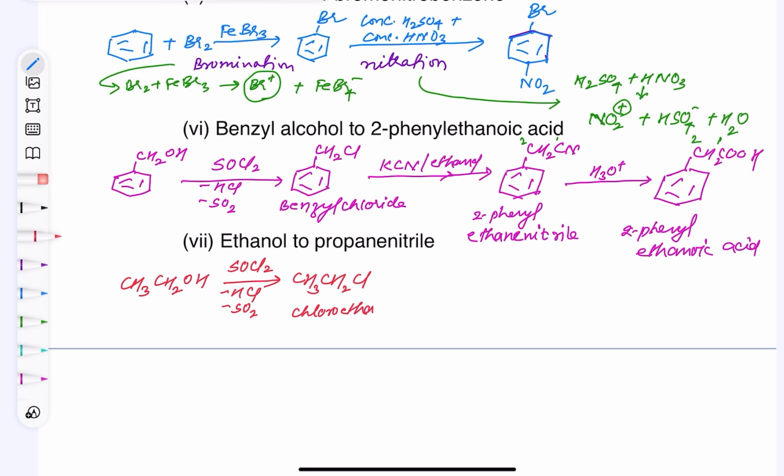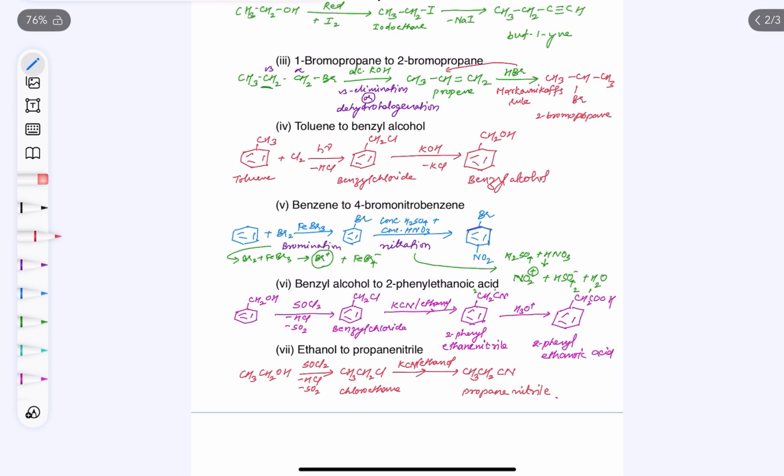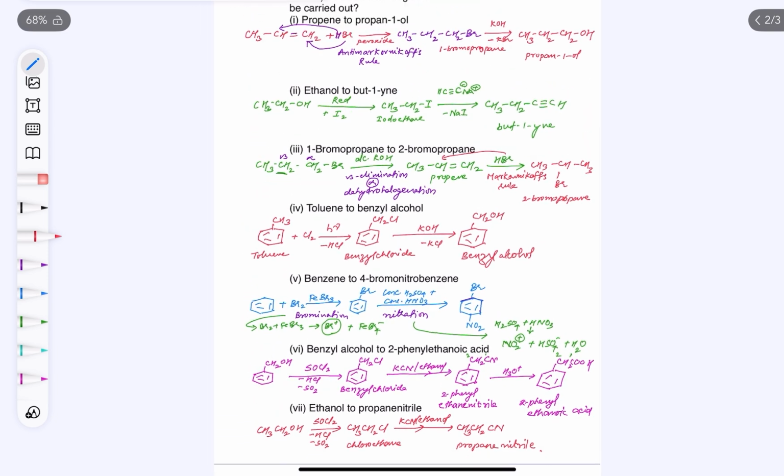Now this chloroethane which is formed is again made to react with KCN, as we have done above, in the presence of ethanol. You will see that the product formed here will be CH3CH2CN. This is nothing but propane nitrile. So these were the 7 conversions which you have seen just now from the textbook.